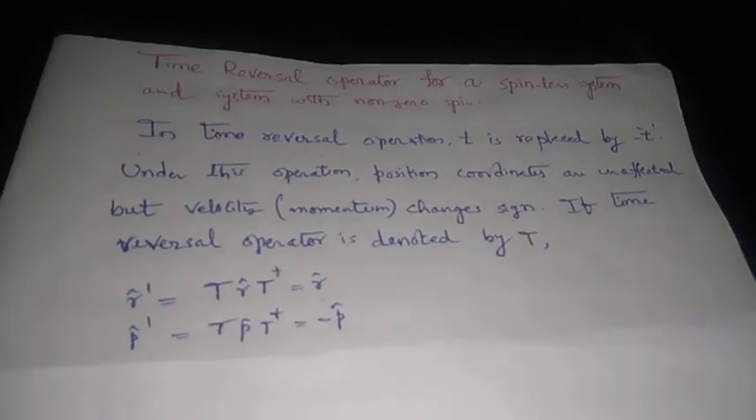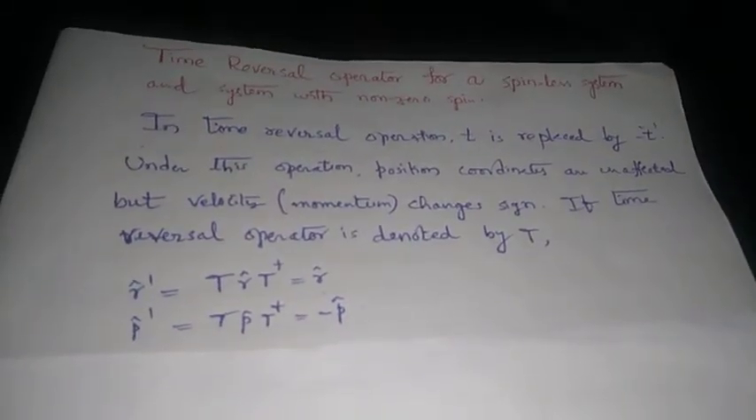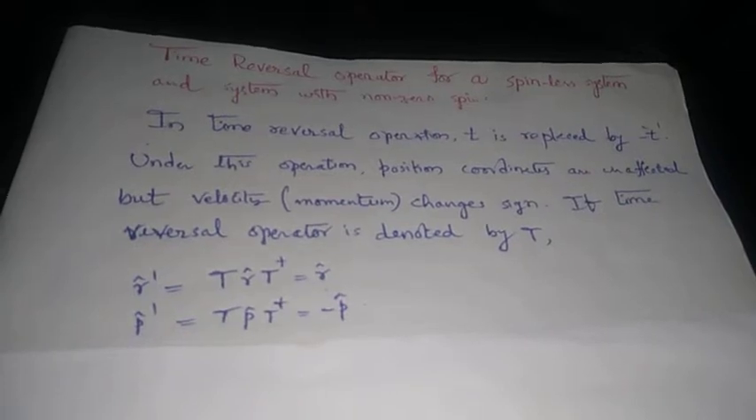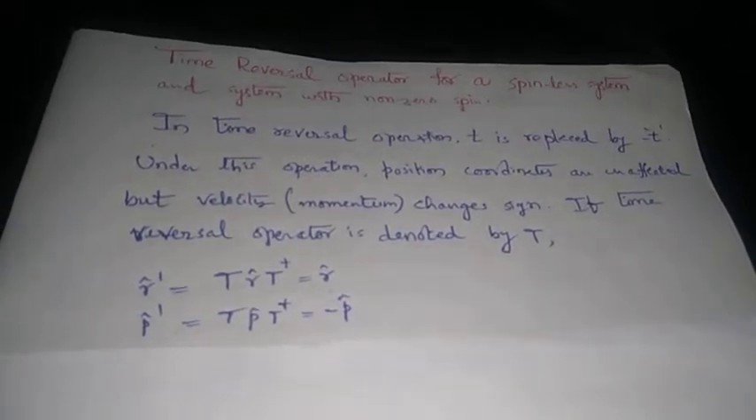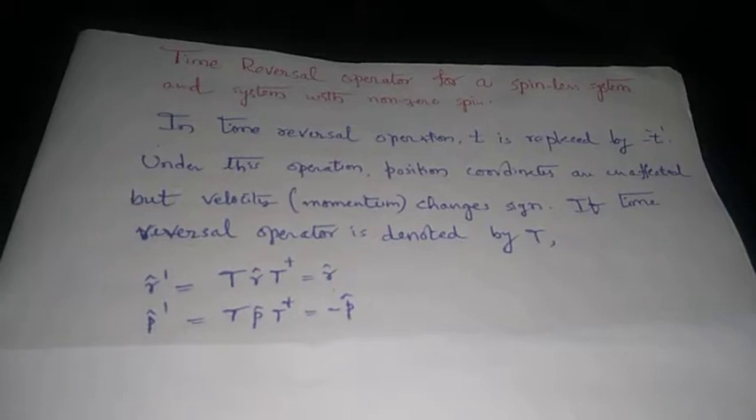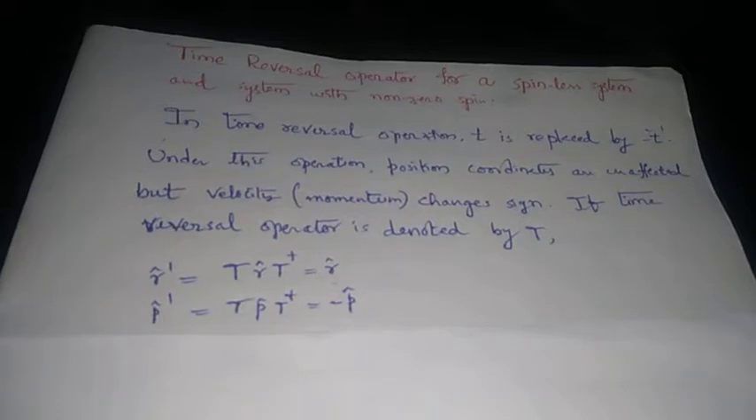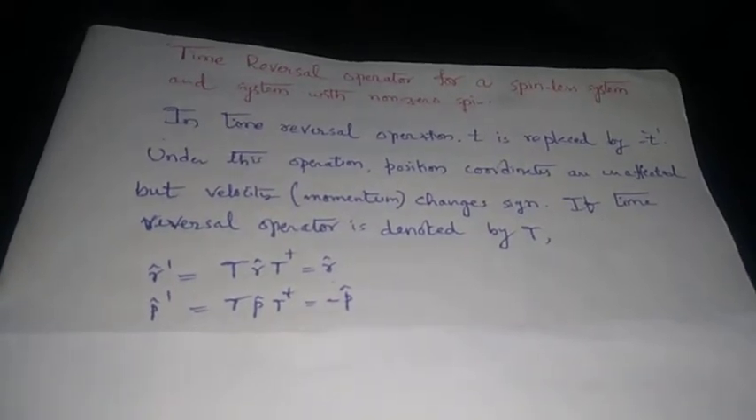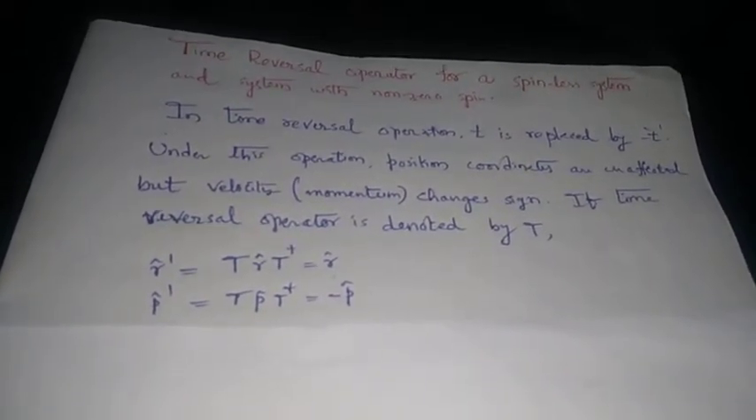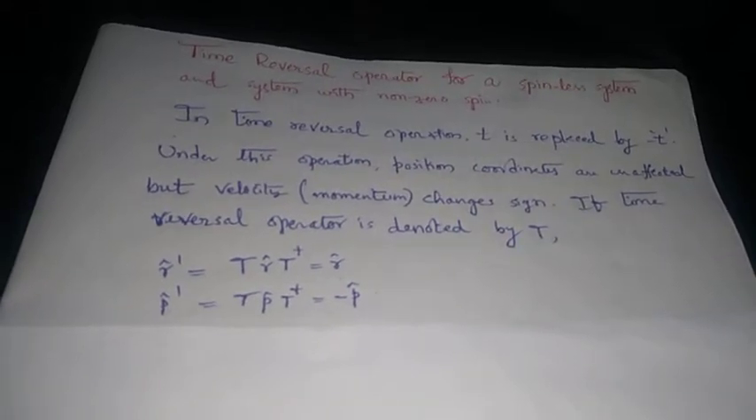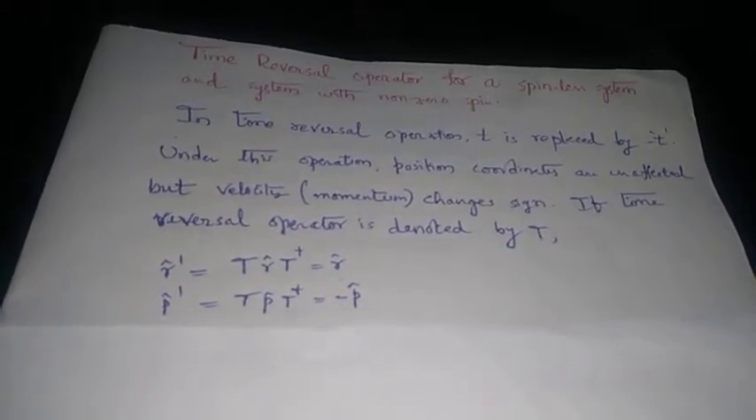The topic of the video is the time reversal operator for a system with no spin and a system with non-zero spin. The operation where t tends to minus t is called the time reversal operation. Under this kind of transformation, the position coordinates r remain as they are, but the momentum operators, which we can write as p, will have a change of sign.